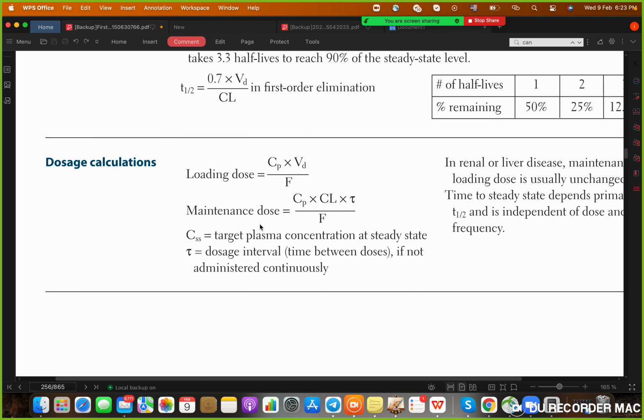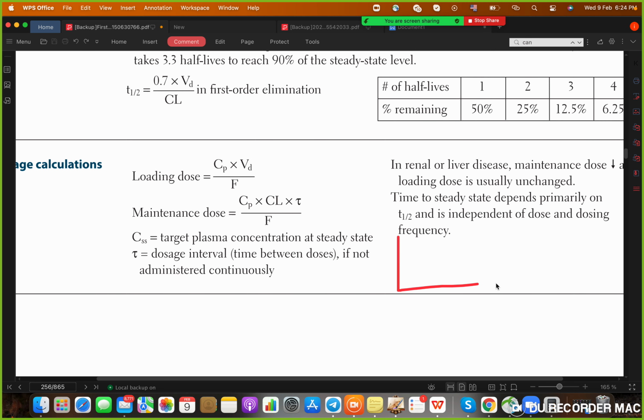Maintenance dose, however, is the target concentration multiplied by the clearance, how much is going out from my body, multiplied by the interval. Because I told you, during the day, you clear a little bit, you take one more dose, clear, one more dose, clear, one more dose. So the clearance should be taken into consideration, and the dosing interval should also be taken into consideration. And all of that is divided by, again, the bioavailability, which is 1 in case of IV administration of a drug.